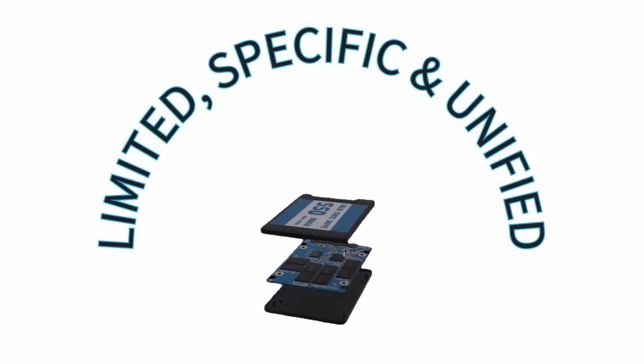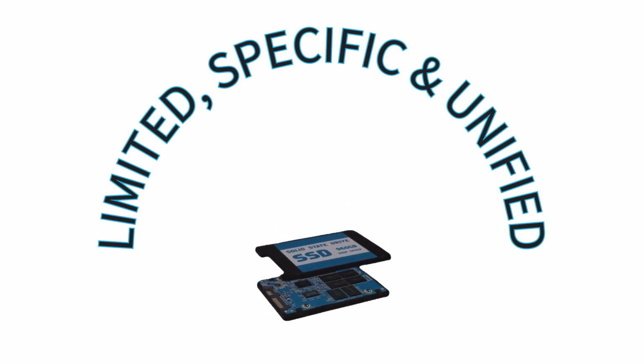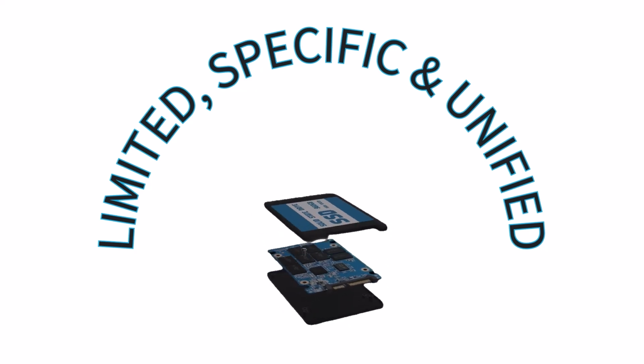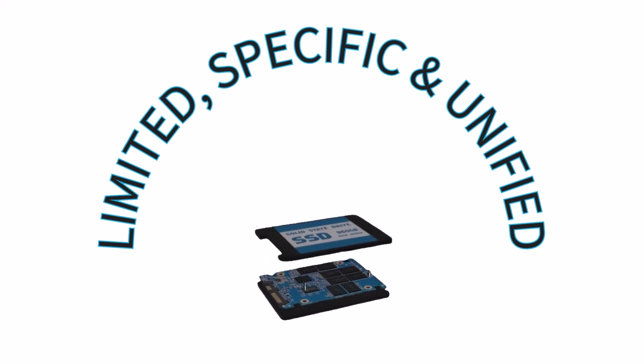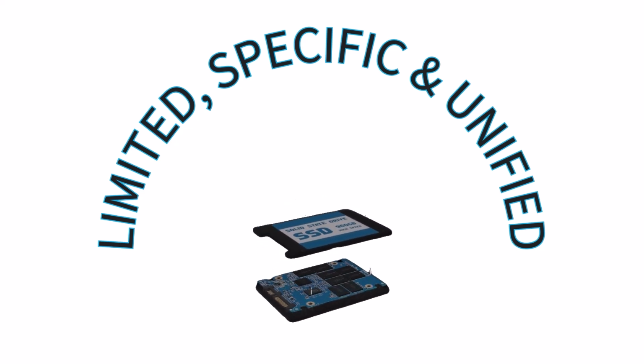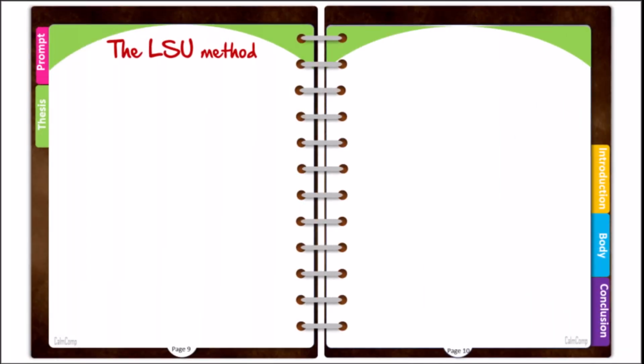So I'm going to show you the LSU method, and when we know it, we're going to help Sam improve her thesis. The LSU method separates your thesis into 3 parts, analyzes each part, and polishes them to ensure that each is as good as it can be and that they stand together to make a coherent sentence. Let's look at the different individual parts of the LSU method.